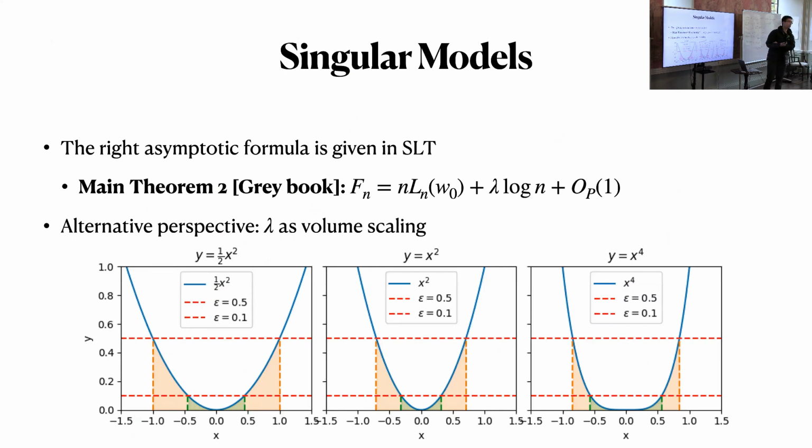Right, so for general singular models, the right asymptotic formula is given in SLT, and that's the free energy formula that we are familiar with. And the correct coefficient that gives you the complexity term, other than the fit term, is the RLCT, or more generally, the learning coefficient.